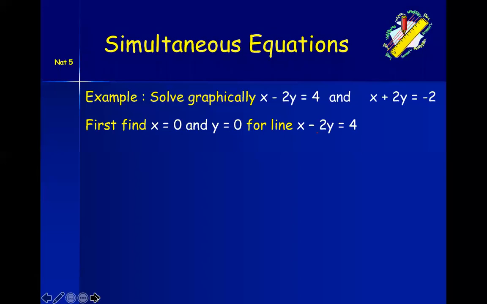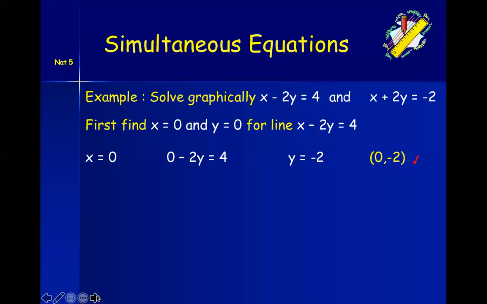So if we find those 2 points by replacing x with 0 and y with 0 for the first line, we get negative 2y equal 4, and then you solve that equation by dividing by negative 2 on both sides, and you get y equal negative 2. Always get the habit of writing your points with open bracket, x coordinate, y coordinate, close bracket. So that's 1 point. We need to find the second point.